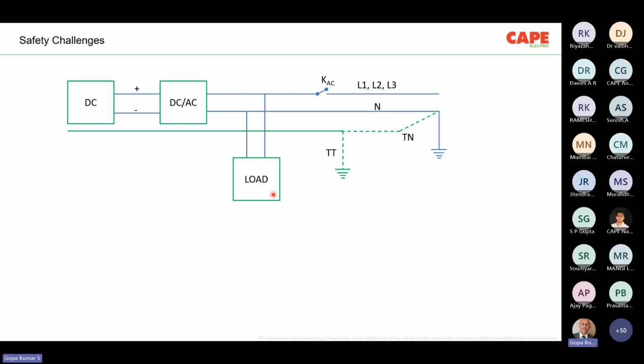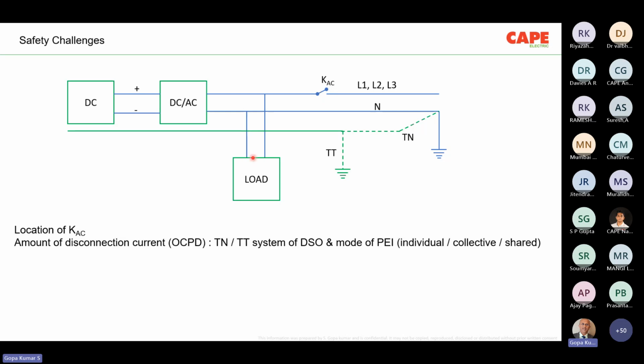PEI should operate in connected mode as well as in islanding mode. Multiple PEIs may be connected. That means shared PEI. The first question is, where are you going to locate the switch KAC? Is it at the beginning of the installation or near to each and every inverter? If you put it near to each and every inverter, probably there you cannot operate multiple services at a time, because the entire system may be shut down. So the first challenge is where to place the relay KAC.